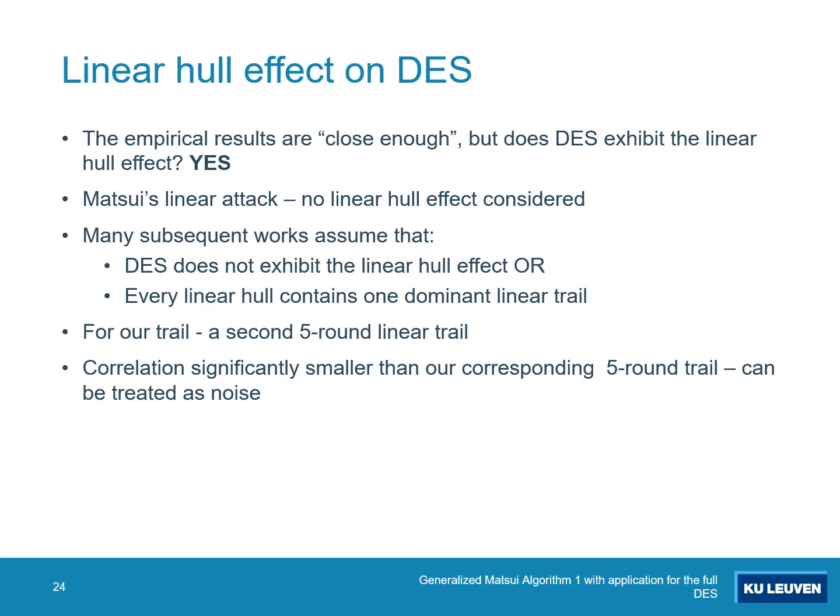Since it can be challenging to identify another trail for the full DES, we restricted our research to round-reduced versions of the cipher. We performed our search by trial and error, starting by analyzing the existence of a second linear trail for 2 rounds of DES. Whenever we found a contradiction, we increased the number of rounds. We stopped at 5 rounds when we found a second trail. Since we didn't use any automatic tools for this analysis, more linear hulls might exist. The correlation of the second trail is significantly smaller than our corresponding 5-round trail, therefore its contribution to the hull's correlation can be treated as noise.